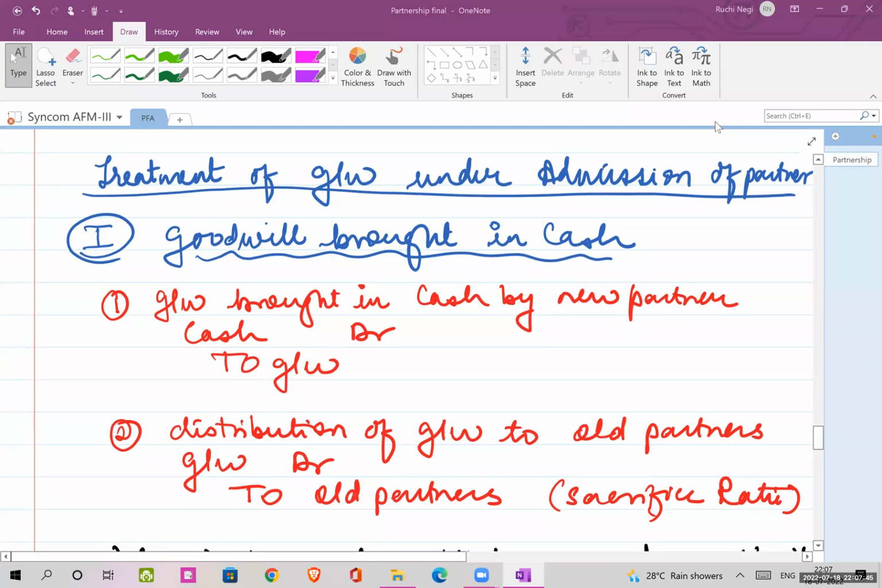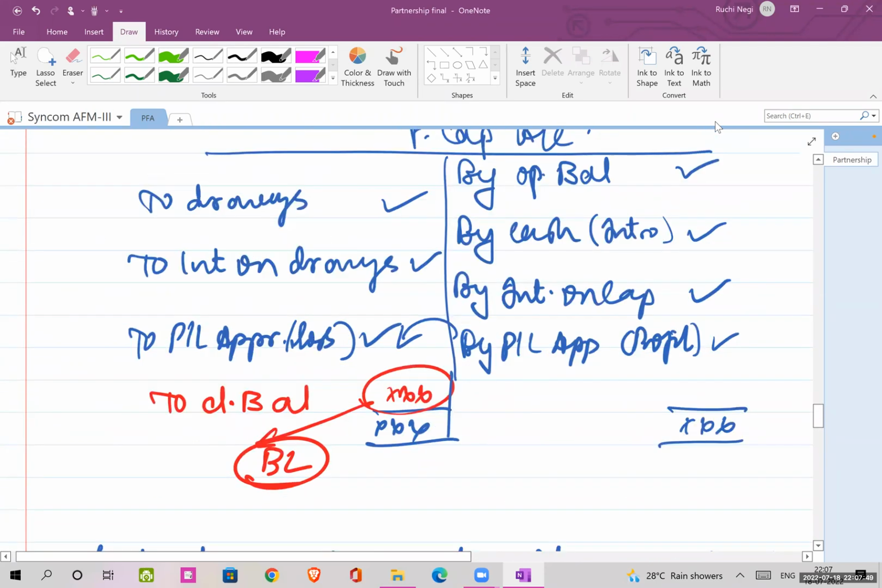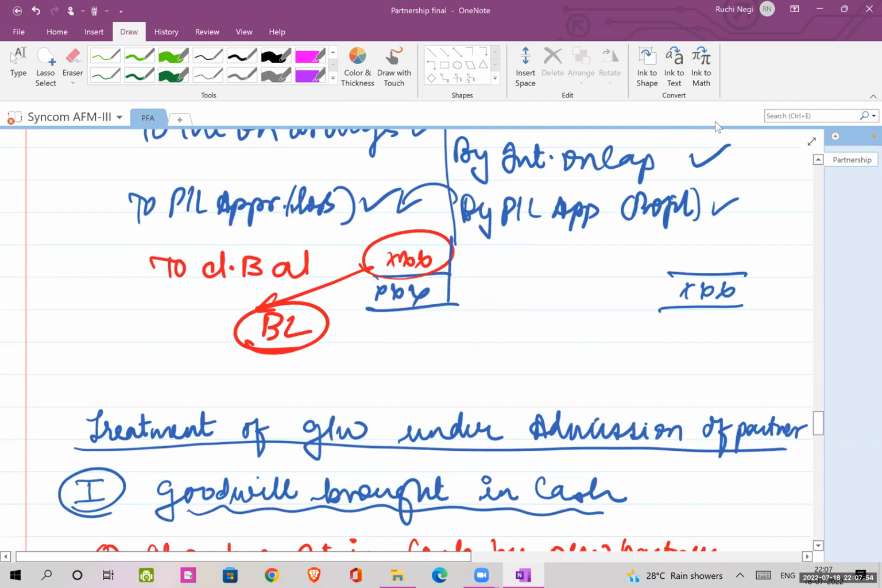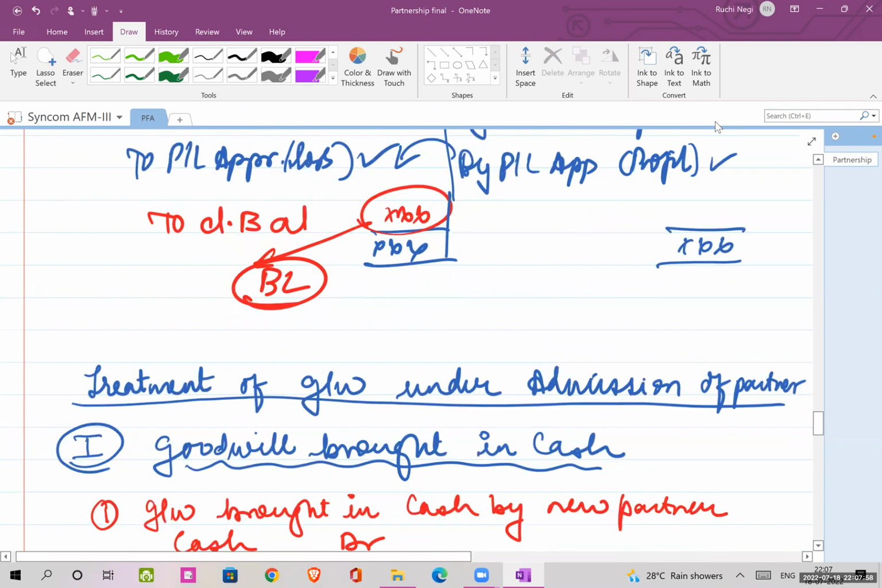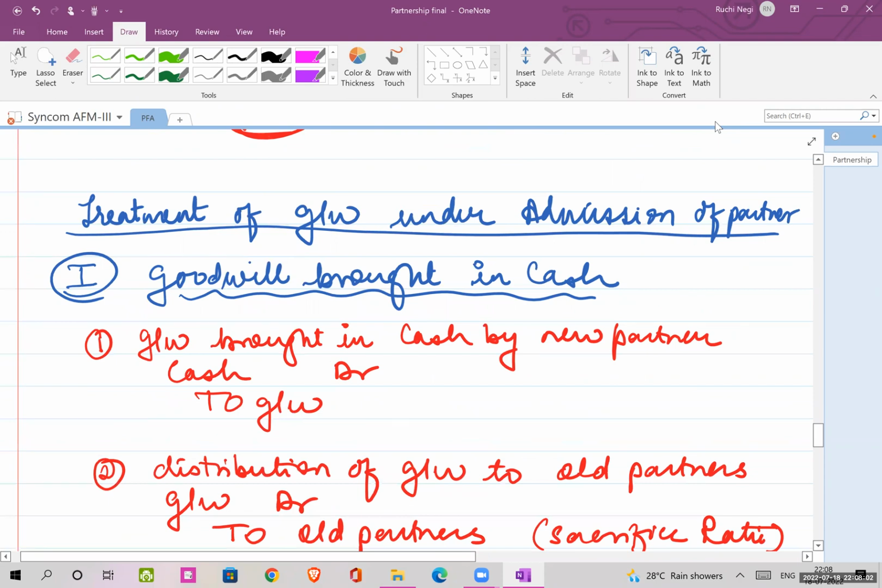Okay, so let's continue with whatever we did last. Last time, I had discussed the adjustments under partnership final accounts, the necessary ledgers and adjustments as per the partnership final accounts. The basic ones I had discussed. So let's move on to how you treat goodwill under admission of a partner.